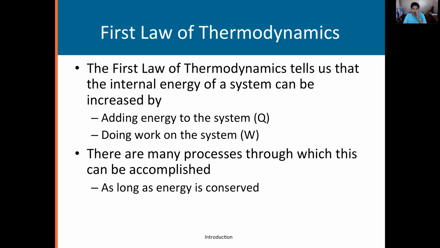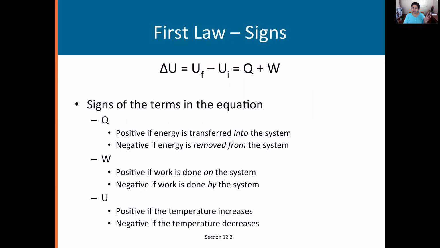Okay, so the first law of thermodynamics tells us that the internal energy, U, of the system can be increased by adding energy to the system, which is Q, or doing work on the system, which is W. There are many processes through which this can be accomplished as long as energy is conserved. Okay, so we're assuming that in this whole set, energy is conserved because we have an isolated system. Delta U is always expanded as final minus initial, and it equals Q plus W. And we're talking about the signs here. I've been through this with you, right?